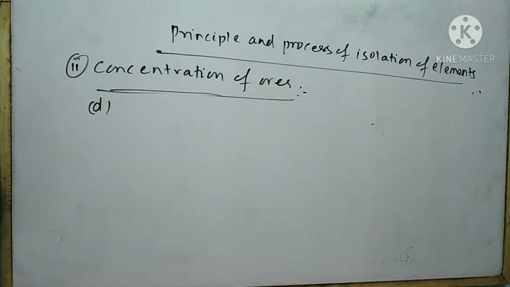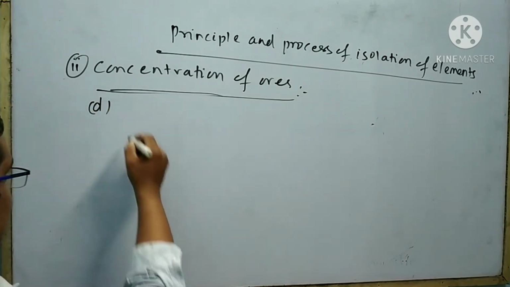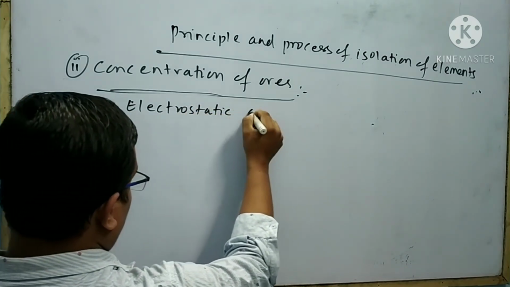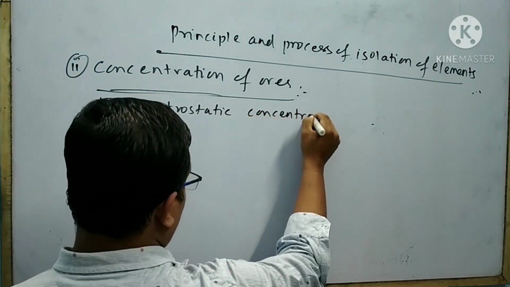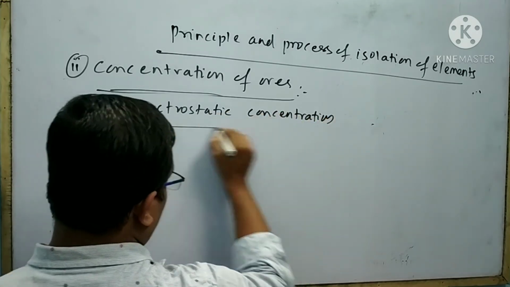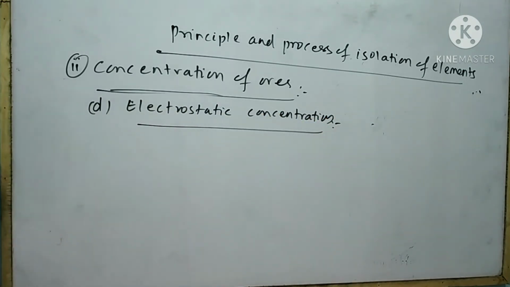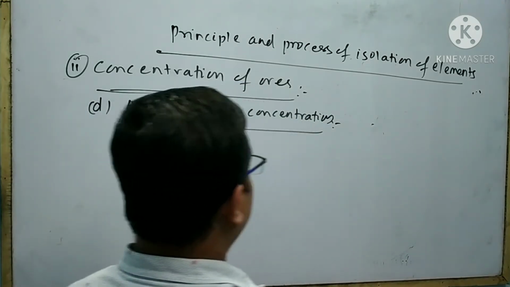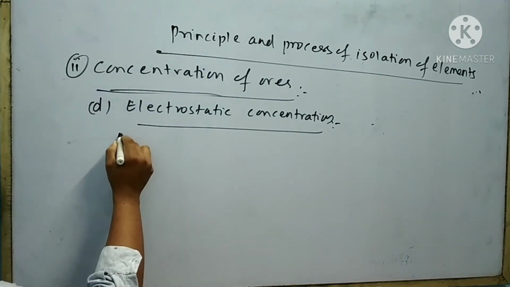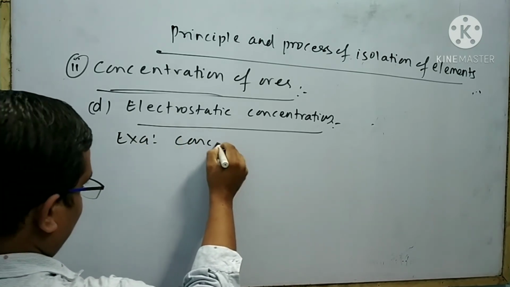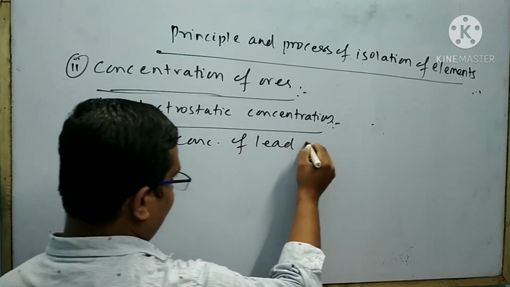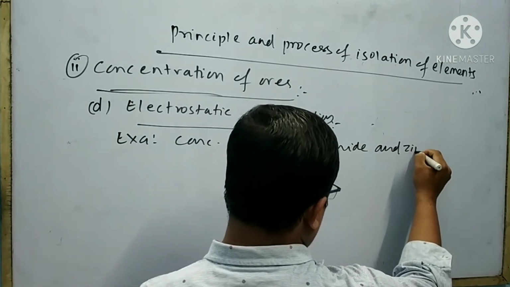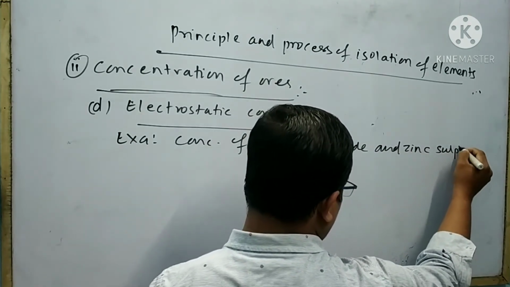Next method for concentration of ore is electrostatic concentration. In this method, the metallic materials are separated from non-metallic material. Example is concentration of lead sulfide and zinc sulfide.